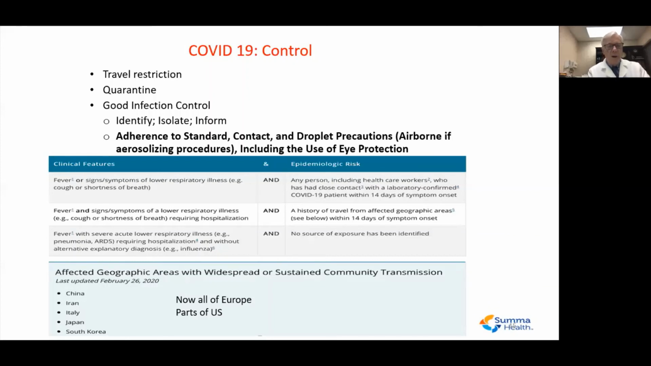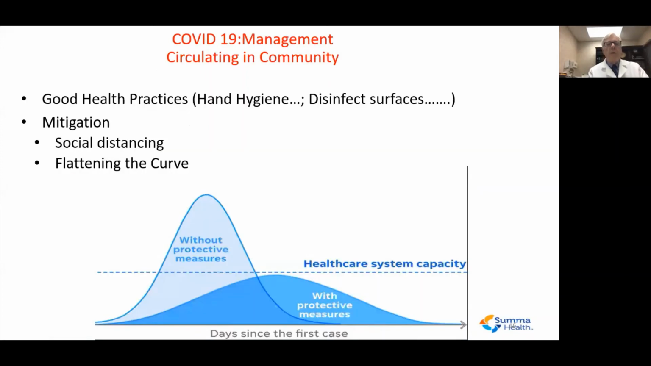The next slide, however, we're transitioning to the fact that we know it's in the community. We're no longer able to stop it from coming in. It is in the United States. It is in our states. So what do we have to do to try to reduce spread from persons who are infected to non-infected persons?